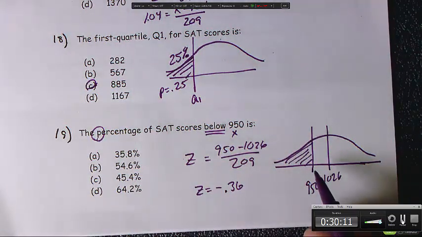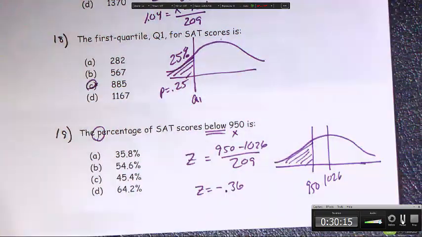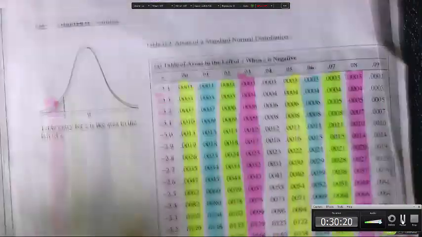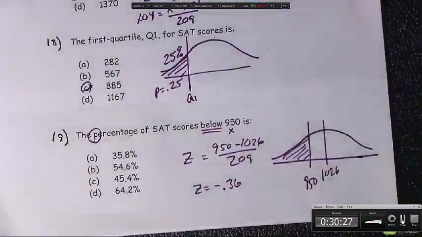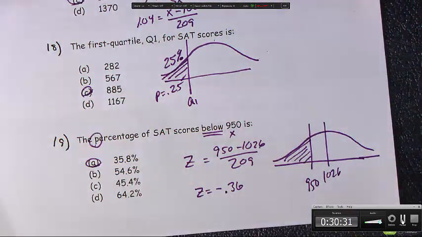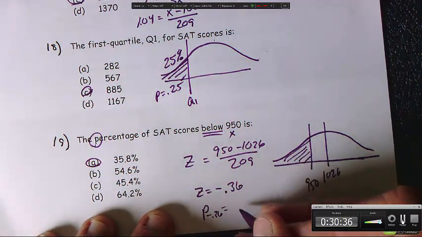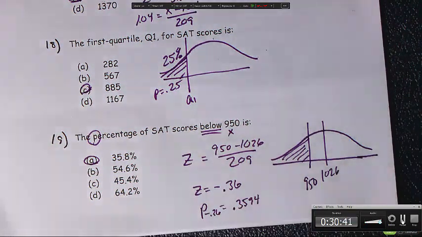But anyways, we find negative 0.36. Now, we're looking for a p-value. It's giving us a z-score. So in that case, we're going to go to our table. Negative 0.3, and then 6 is roughly 35.8%. Okay? If you find this, the p-value for negative 0.36 is, I think it's 0.3594 or something like that. It's close to 35.8%.